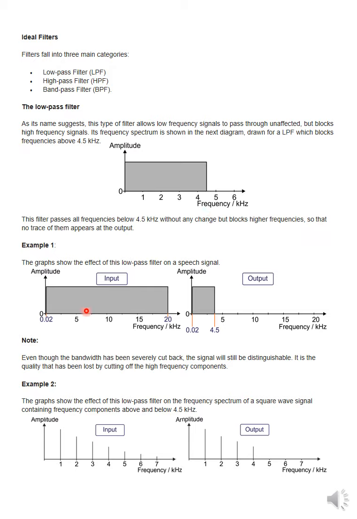So if you apply this input to the filter, providing us this output, it will pass only the signals which are up to 4.5 kilohertz. The remaining signals will be blocked. Even though the bandwidth has been severely cut back, the signal will still be distinguishable. It is the quality that has been lost by cutting off the high frequency components.